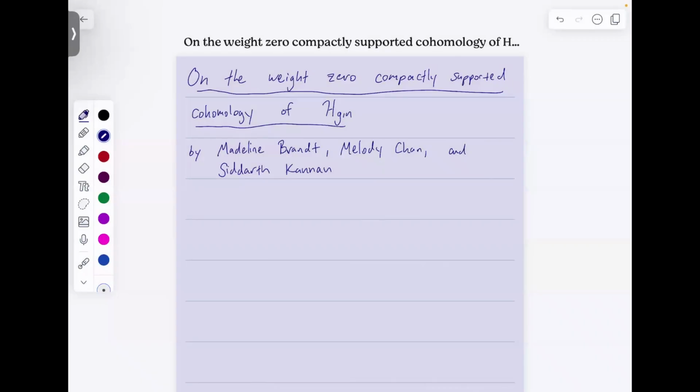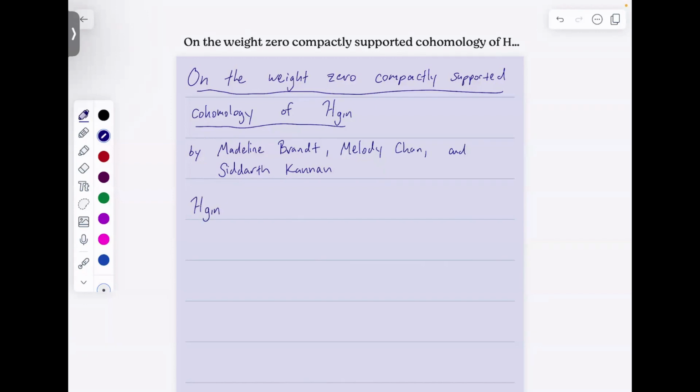Okay, so today I'm going to tell you about this paper on the weight zero compactly supported cohomology of HGN by Madeline Brandt, Melody Chan, and myself, Siddarth Kannan. So this paper is about this moduli space HGN.